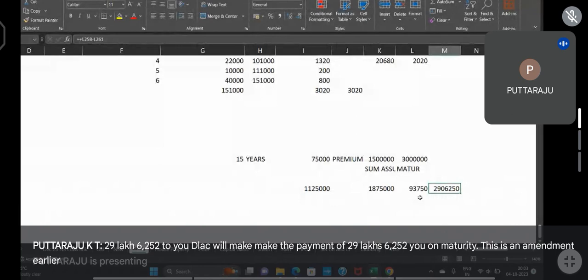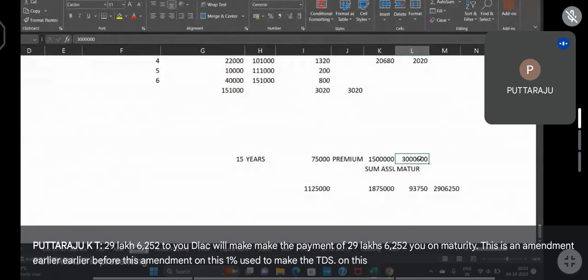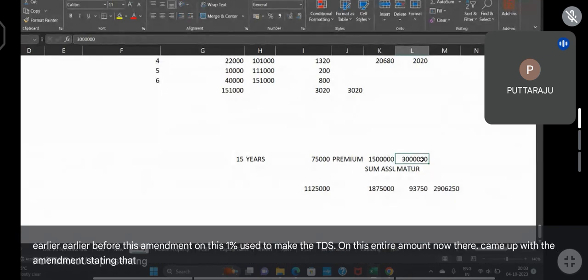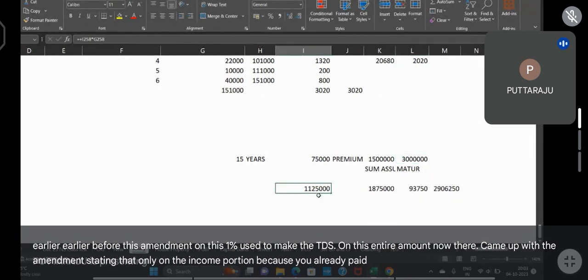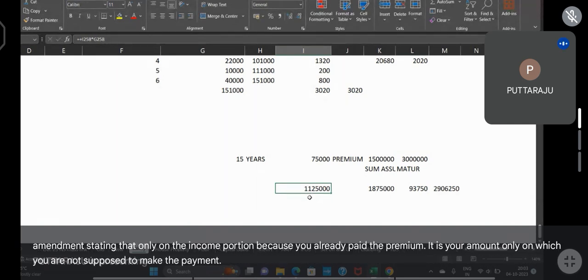Earlier, before this amendment, they used to make the TDS at 1% on the entire amount. Now they have come up with the amendment stating that only on the income portion, because you already paid the premium, it is your amount only on which you are not supposed to make the TDS.